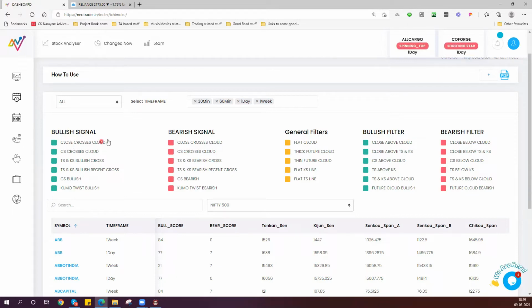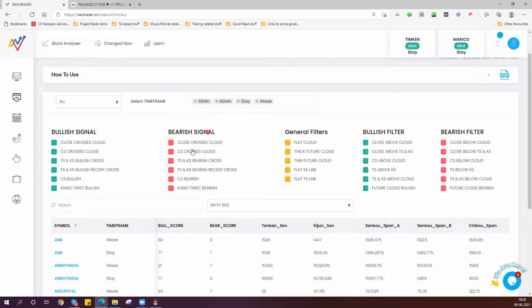So the close crossing the cloud is something which happens today. In contrast to that, a filter is a currently existing status. So close above cloud is a status. The prices are already above the cloud, meaning that they may have been above the cloud for the last 1 day or the last 10 days or even for the last 1 month. That doesn't matter. As long as the close is above the cloud, the situation is bullish. Or if the close is below the cloud, the situation is bearish. But when the close crosses the cloud today, the situation turns bearish today.